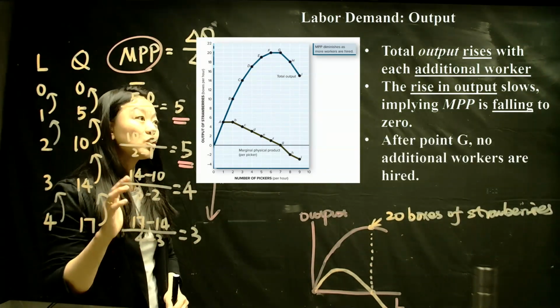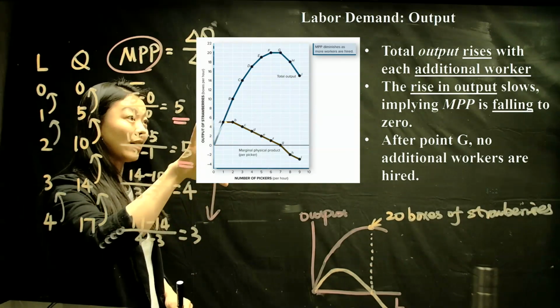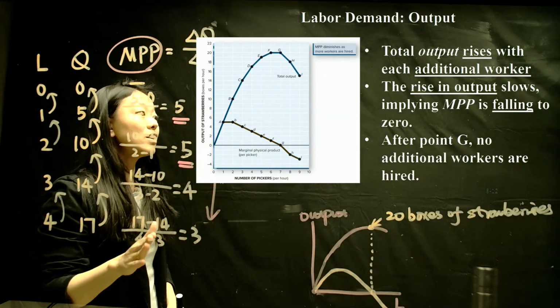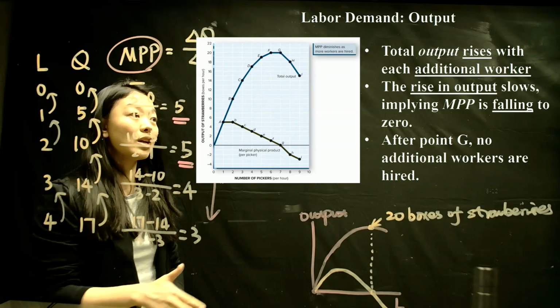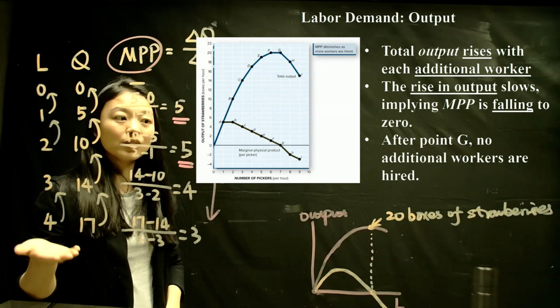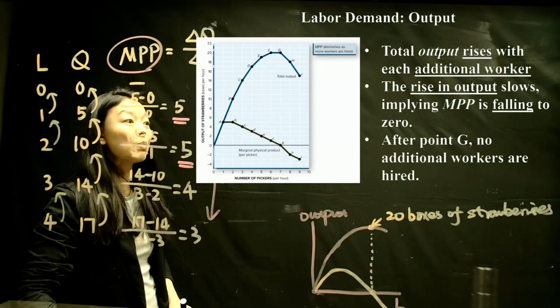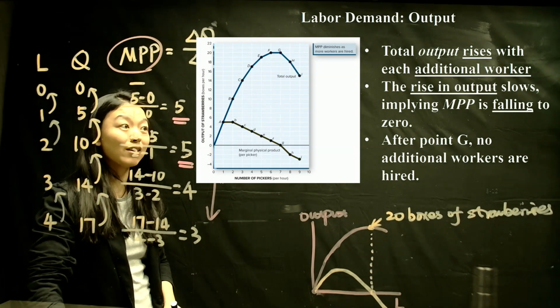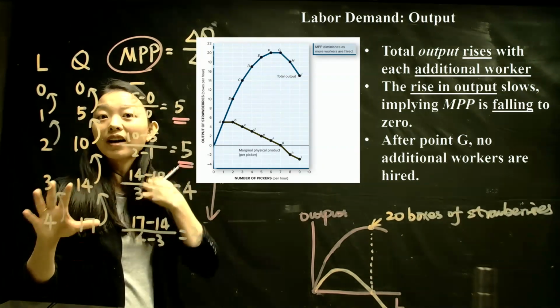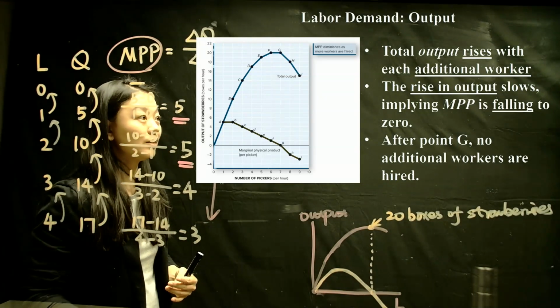So after the point G, you can see in this graph, after the point G, no additional workers will be hired because if you hire one more worker, the total output will decline. That doesn't make sense for a firm or corporation if the target is to maximize the profit.